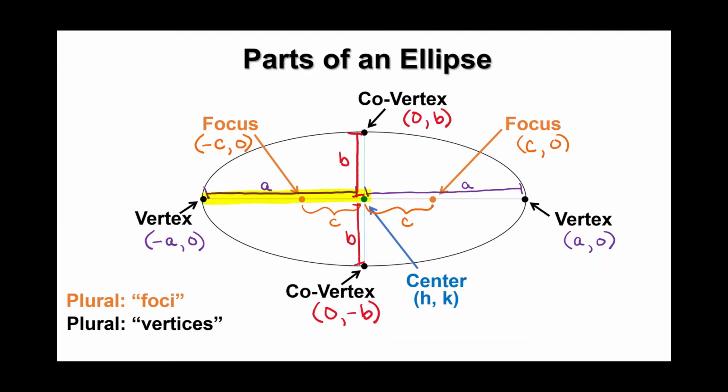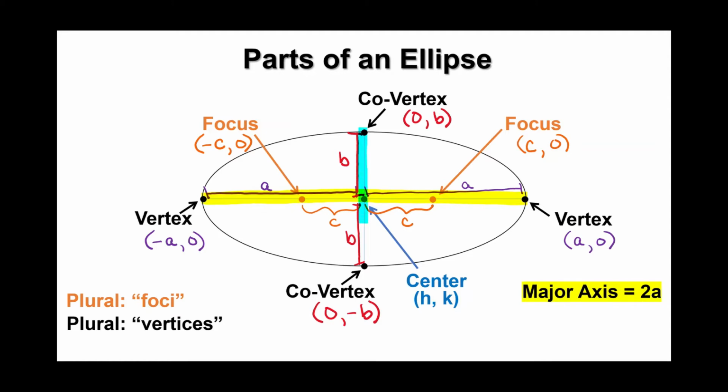Now let's talk about this long axis. That long axis is called the major axis, and the length of that is 2A. Obviously, if the distance from the center to the vertex is A, and I've got 2 of those, then the distance all the way across from vertex to vertex is 2A.